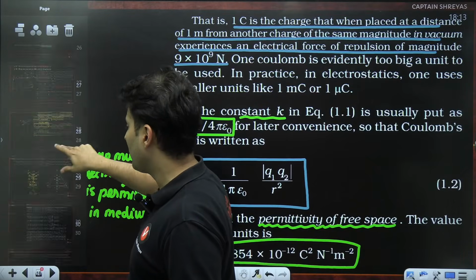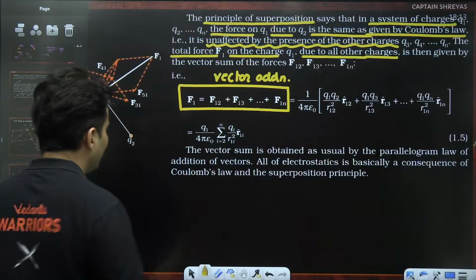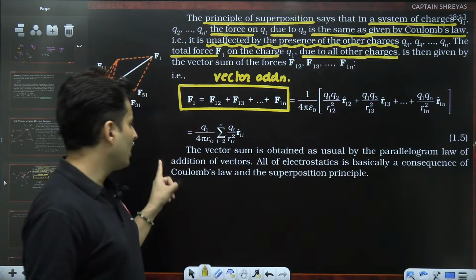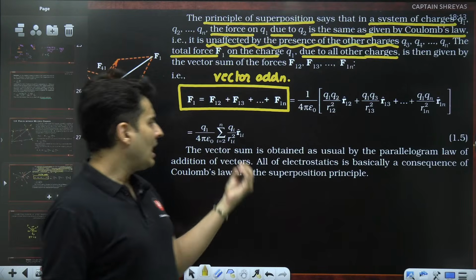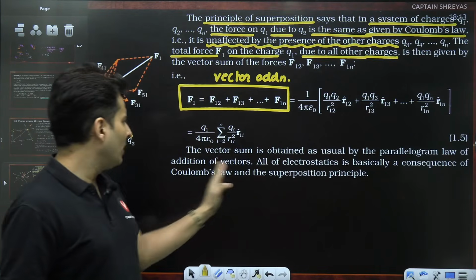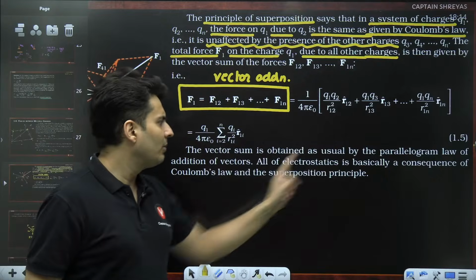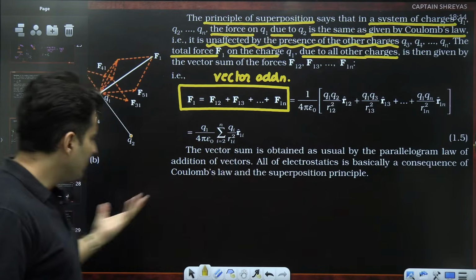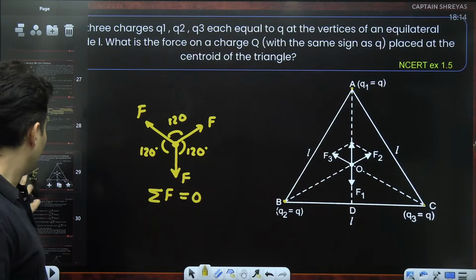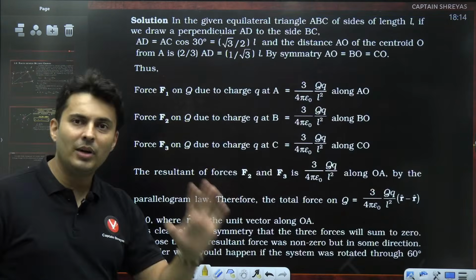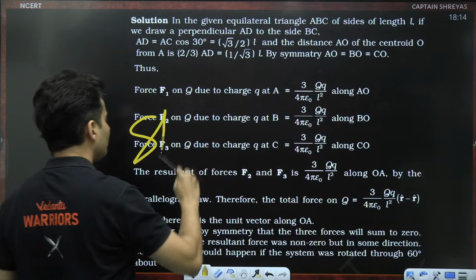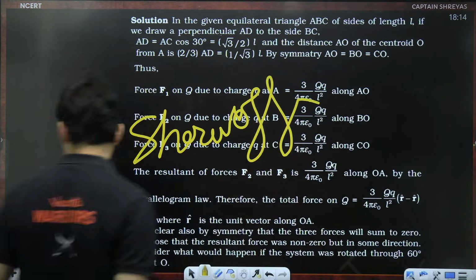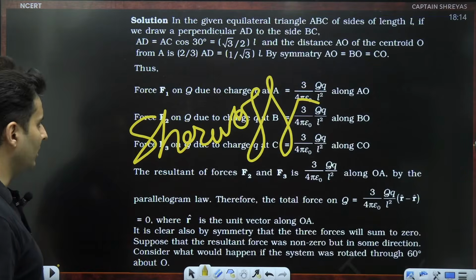You can just do it by parallelogram law. In fact, they have said that also: using triangle or parallelogram law, addition of vectors, and Coulomb's law, you can solve most of the problems. All electrostatics is basically exactly that. So using vector form is a bit of a show off. Remember that. Otherwise, you don't need it.